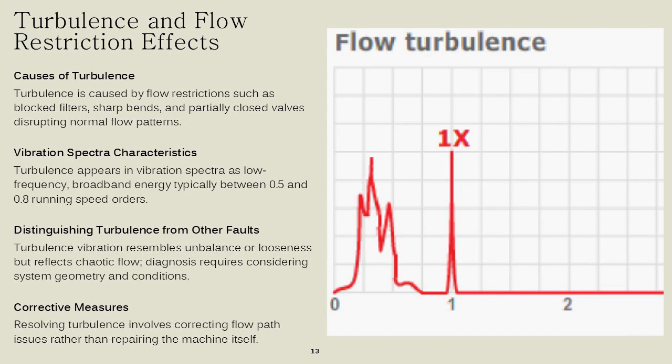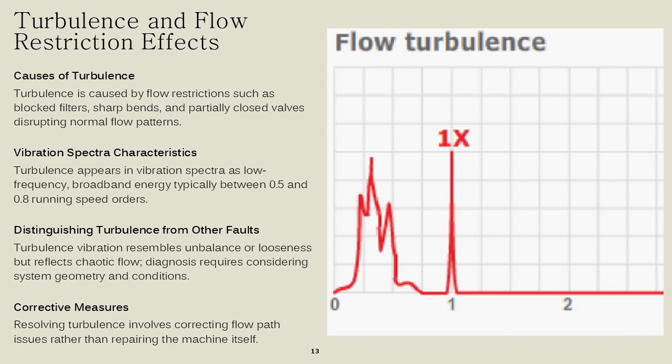Turbulence in pumps, fans, and compressors is induced when normal flow patterns are disrupted by restrictions, obstructions, or improper operating conditions. Common causes include blocked or dirty filters, abrupt changes in duct or pipe diameter, sharp bends, partially closed valves, and operation well away from the best efficiency point. In vibration spectra, turbulence typically appears as low-frequency, broadband energy rather than discrete peaks. This energy is often observed below running speed, commonly between 0.5 and 0.8 orders.